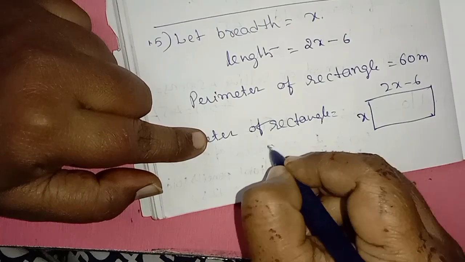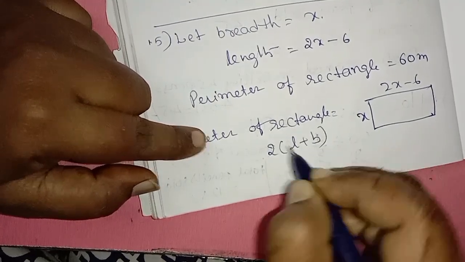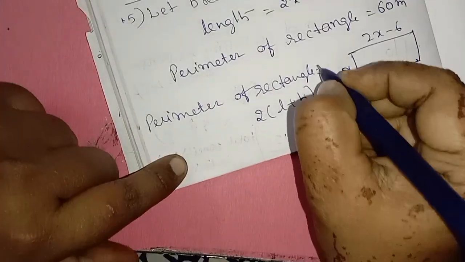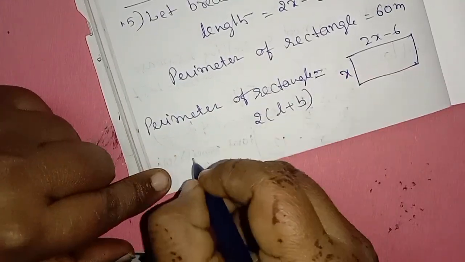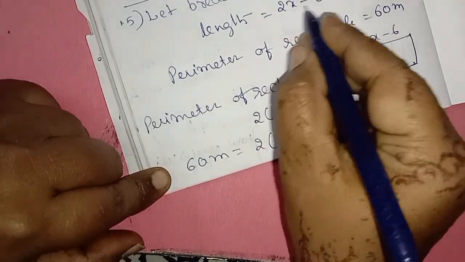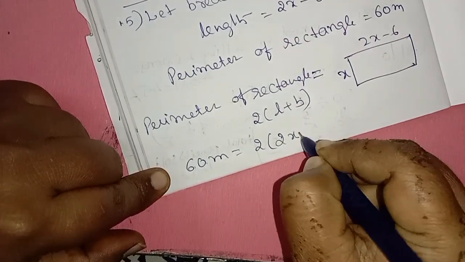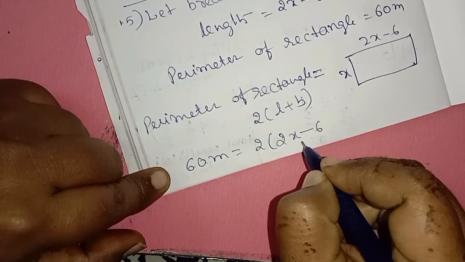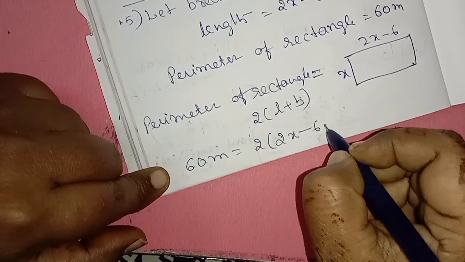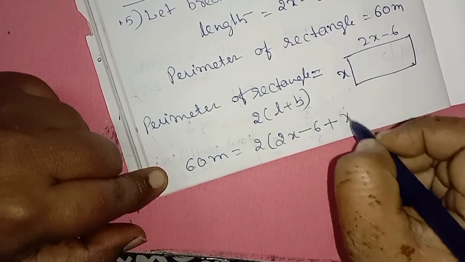What is your formula? 2 into L plus B. Right? 2 into L plus B. Here substitute your values. Perimeter, we know perimeter of rectangle answer is 60 meters. 2 into L, how much? 2x minus 6. Substitute your values here. You write 2x minus 6 in the place of L, and B is x only.